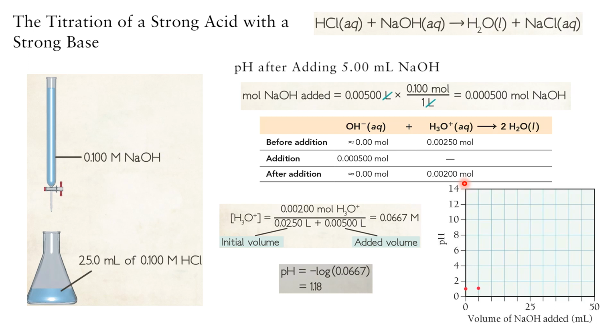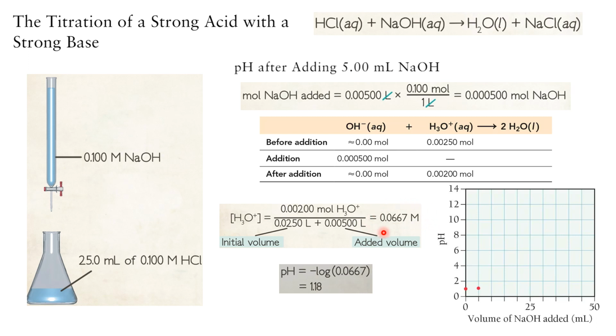Concentration is moles over liter, not just moles. So what we're going to do is take this number right over here and divide it by the total amount of liters, the total amount of volume, right, which is the 25 milliliters that we started with right over here. That's the initial volume, plus the added volume, which was 5 milliliters from this burette. So the total volume of the solution now is 25 milliliters plus 5 milliliters, which is just 30 milliliters or 0.0300 liters. And now we can get moles over liter.